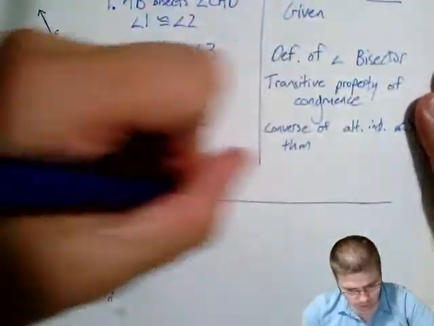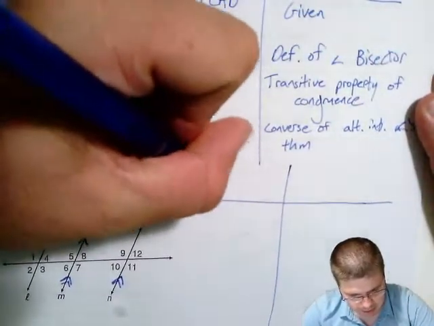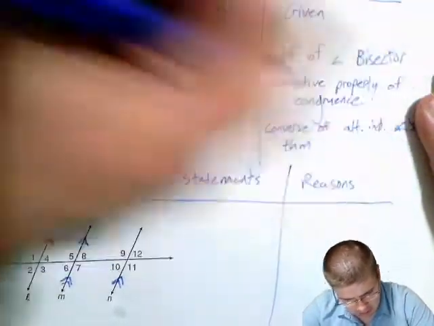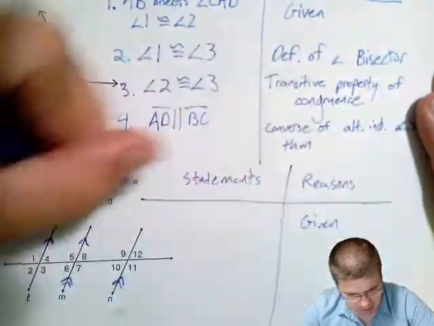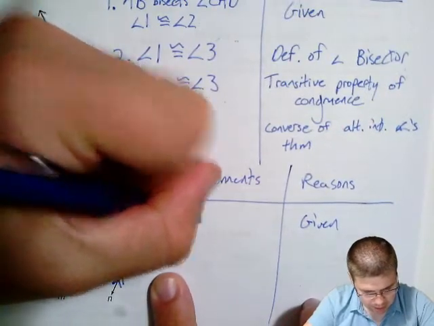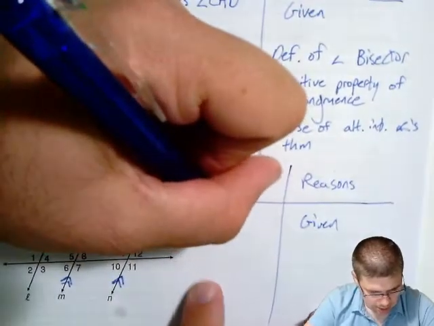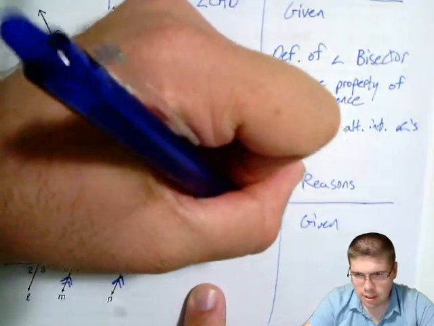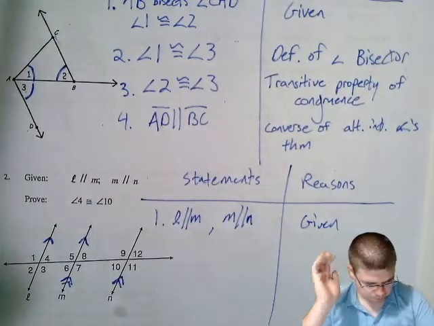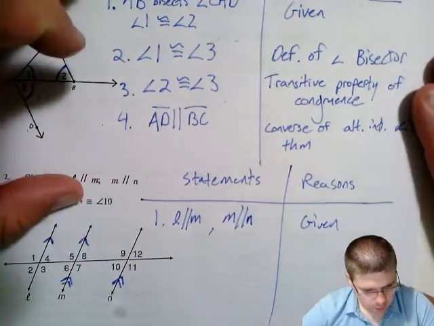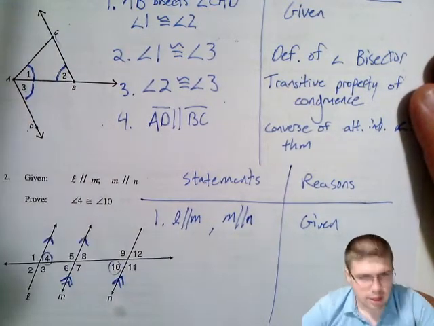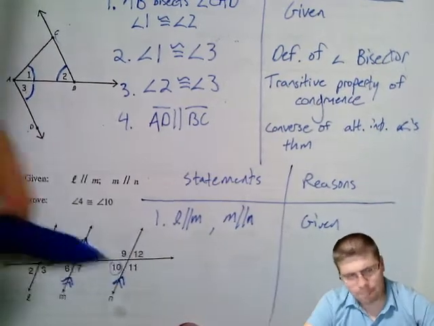So I'm going to set up what we call a 2-column proof, right? We've got our statements and our reasons. And we're going to start with our given. So our given is that line L is parallel to M, and line M is parallel to N. All right, so those are our 2 bits of information that are given. Ultimately we want to prove that angle 4 is congruent to angle 10. I want to get from here to there. And we're just going to walk our way across.